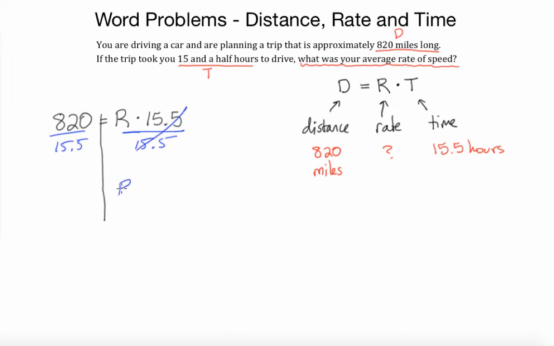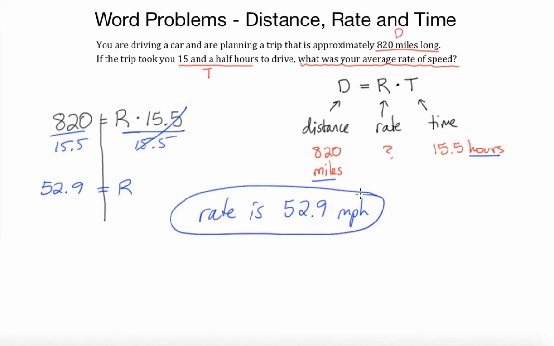It's a one-step equation, and so my rate is equal to whatever 820 divided by 15.5 is, which is approximately, if I round it, 52.9. So the rate is 52.9 miles per hour. So the rate has to match up with the units of time and the units of distance. All right, there's a good introductory problem for distance, rate, and time.